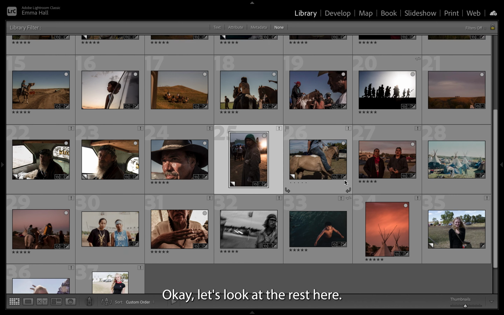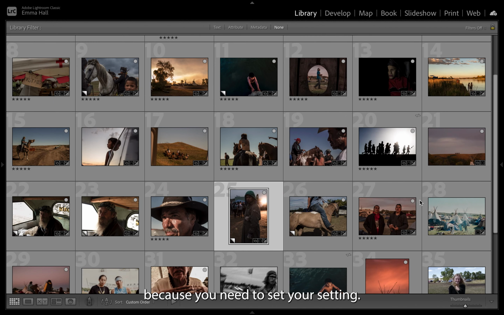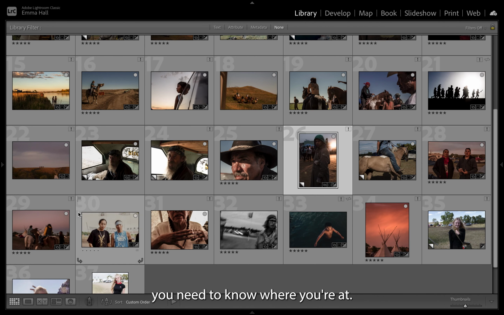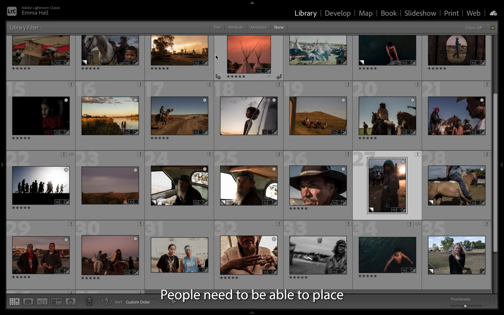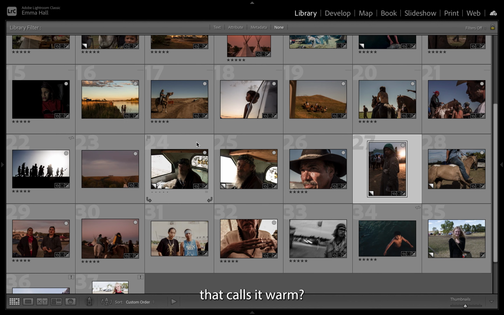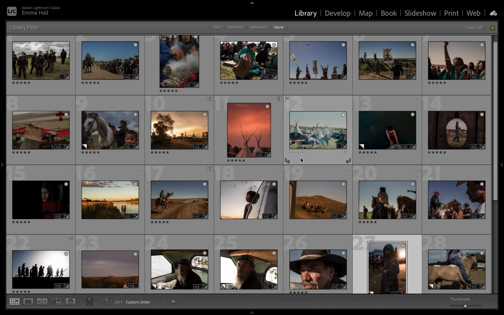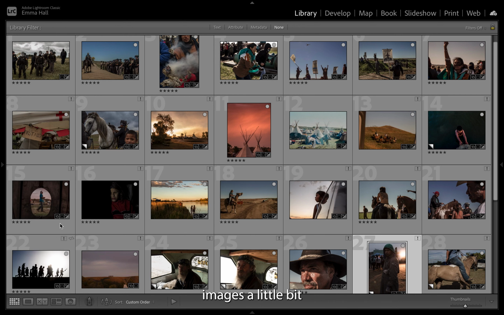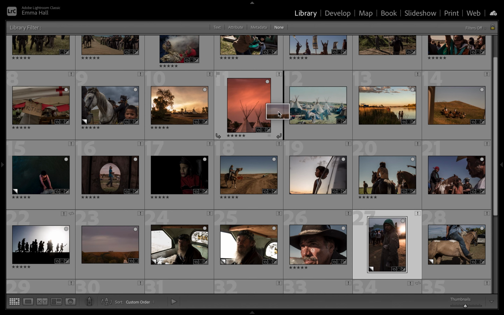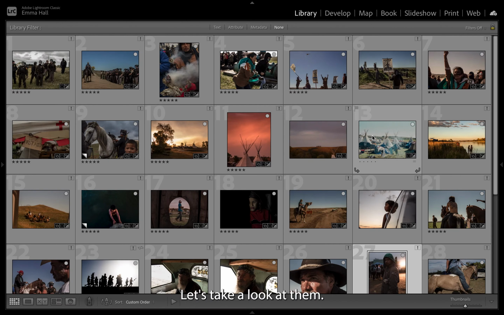Okay, let's look at the rest here. So next, I think what we're going to focus on is location, because you need to set your setting, basically. You need to know where you're at. People need to be able to place a location. Where are we? What are we doing? What are the colors? What does it look like? Is it cold? Is it warm? Is it hot? Is it raining? Is it, I don't know, anything really. So I think these are kind of all location images a little bit. This one too. Yeah. Okay, let's take a look at them.